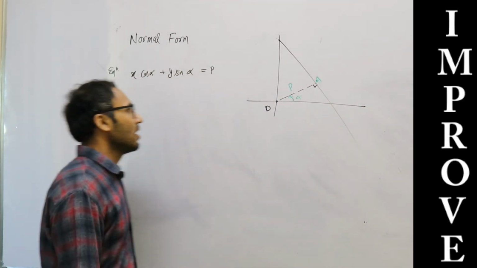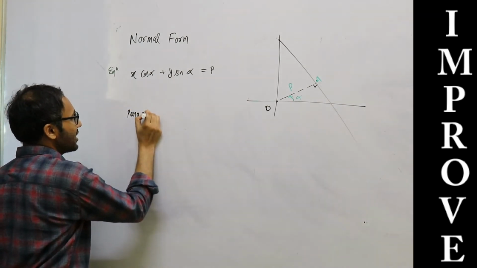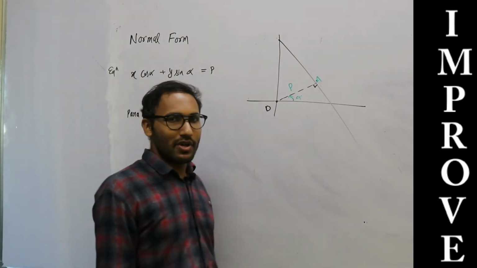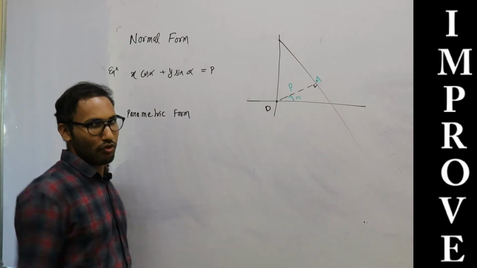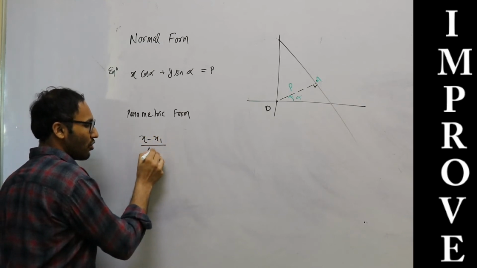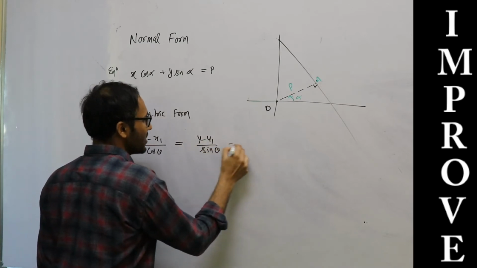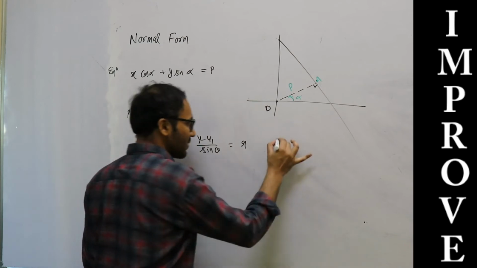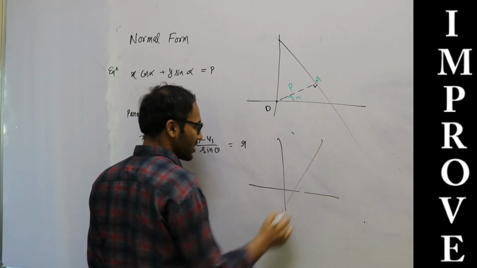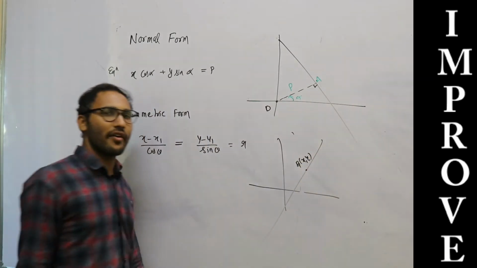Okay. Now next one is parametric form. Now parametric form, the equation is as simple as the normal form or the other form. This is (x minus x1) upon cos theta is equal to (y minus y1) upon sin theta is equal to r. So let me elaborate it. Suppose there is a straight line, and x1 y1 point is given.